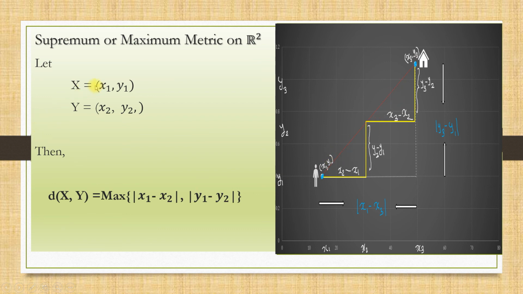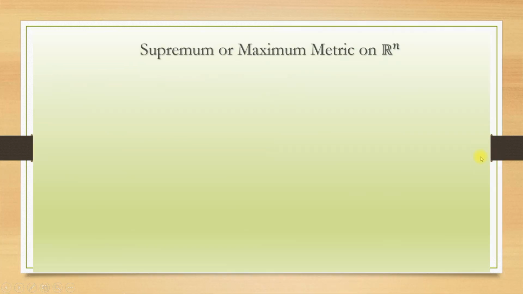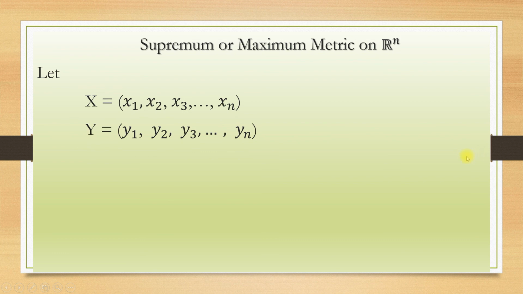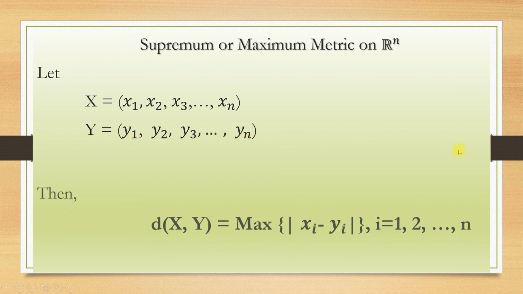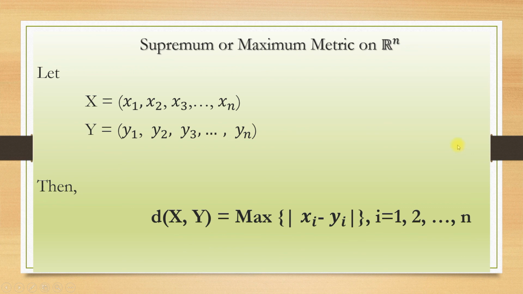Okay. Now we will generalize the supremum or maximum metric on Rn. Let x equal the ordered n-tuple (x1, x2, x3, etc., xn), and y equal the ordered n-tuple (y1, y2, y3, etc., yn). Then d(x,y) equals the maximum of the absolute value of xi minus yi for all i equal to 1 to n. So these are all the important metrics on R, R2, R3, in general Rn. Hope you understand. Thank you.